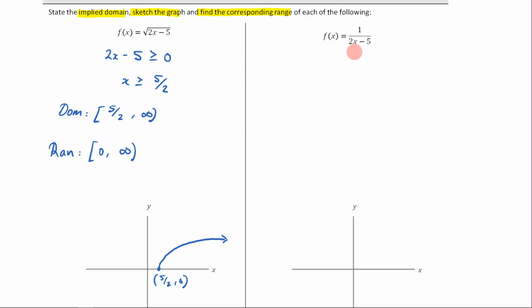All right, over here, we'll approach it the same way. I immediately know that what is in my denominator here, so 2x minus 5, cannot be equal to 0. Because if it was, then I would end up with something that's undefined. Then you solve it for x. So in this case, x cannot be equal to 5 on 2, right? So that means my domain is going to be all real numbers excluding 5 on 2.